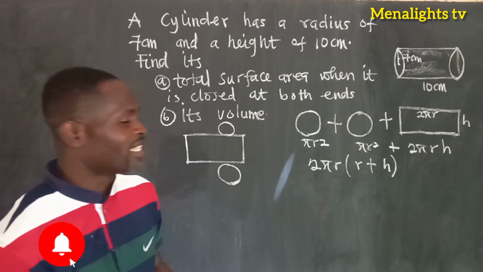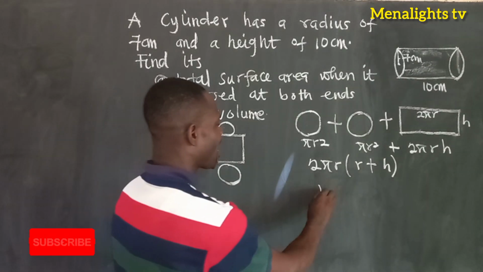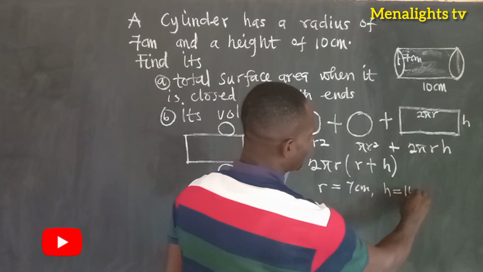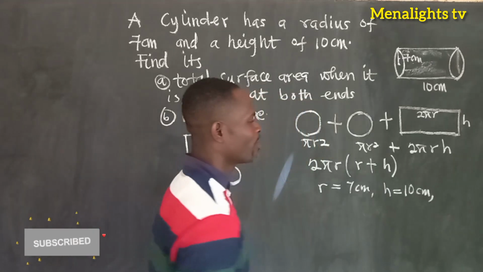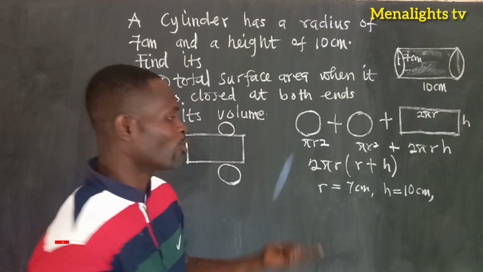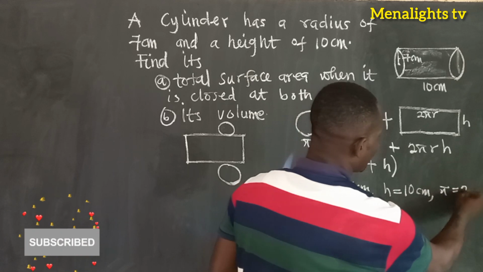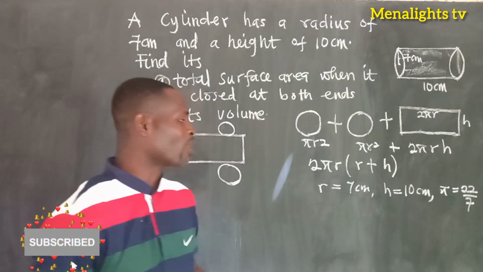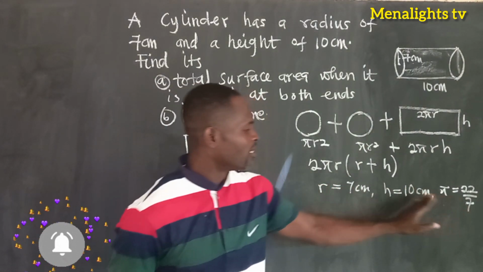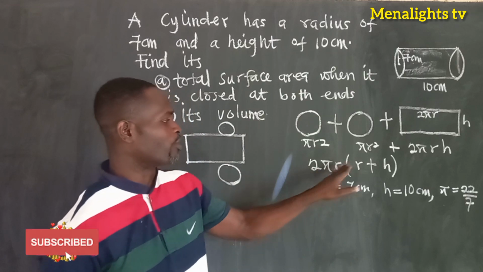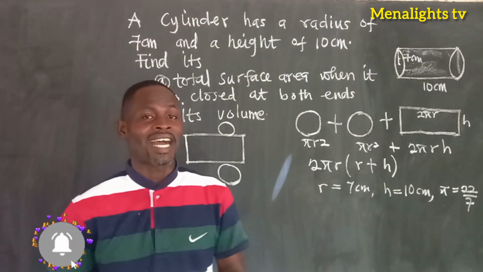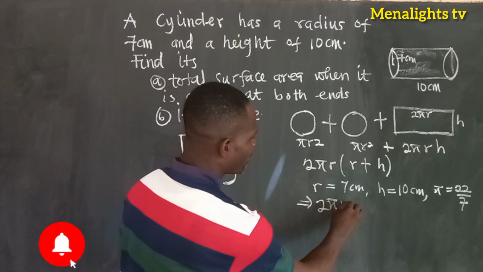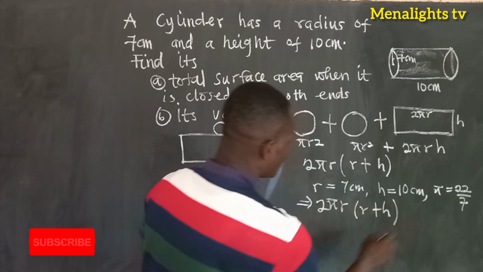So this is the formula for finding the total surface area of a cylinder closed at both ends. Then for the question, we have our radius r, which is equal to 7 centimeters. Our height is 10 centimeters. Then we are going to take pi. Pi is not given in the question, so we assume that our pi is equal to 22 over 7. So we are going to put these figures into the relation 2 pi radius into bracket radius plus the height.